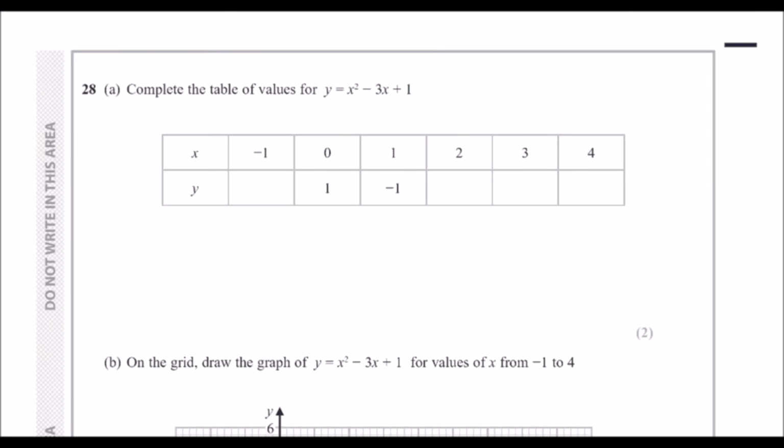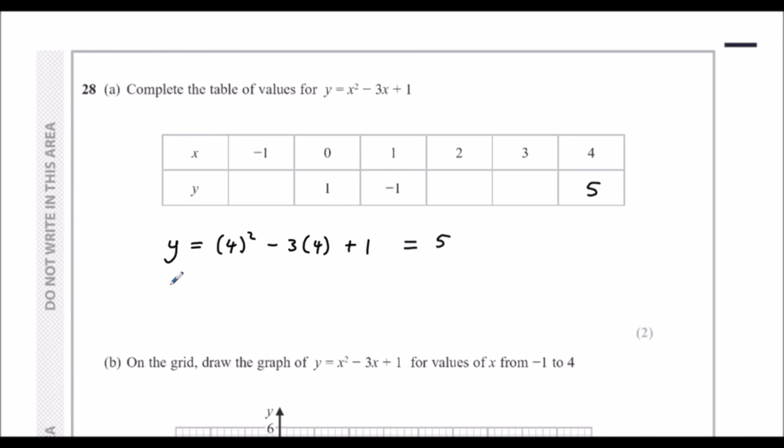Question 28. Complete the table of values for y equals x squared minus 3x plus 1. So I'm going to start with the positive numbers. So the y is the x number squared. So when x is 4, it's 4 squared minus 3 times 4 plus 1. So when x is 4, what is y? 4 squared is 16. Take away 3 4s, so 16 take away 12 is 4, plus 1 is 5.